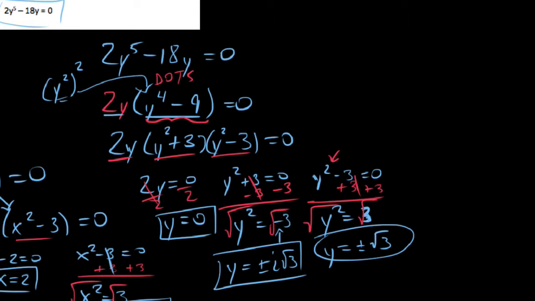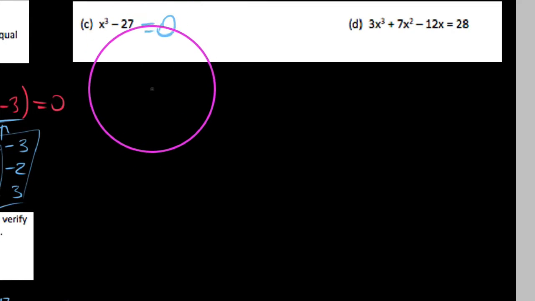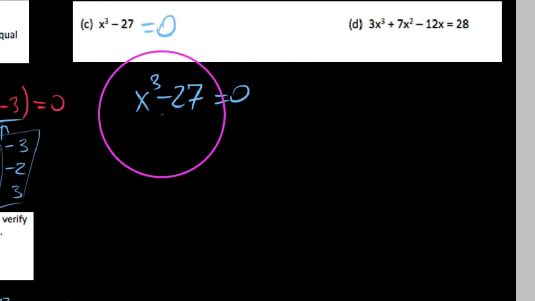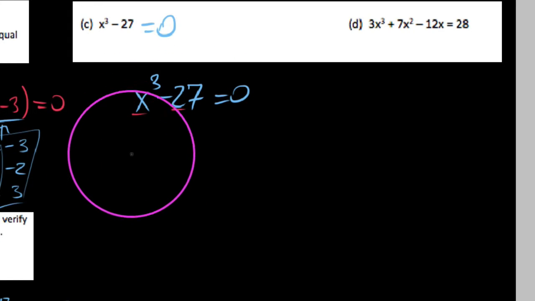So 2 more to go really quickly. Letter C, we need to start by setting this equal to 0. And that's just a typo on my document, but we say, okay, so x cubed minus 27 equals 0. In order to solve this, what we're going to do is factor it, of course. I notice that these don't have any common factors, but I do recognize that it is a difference of 2 cubes.